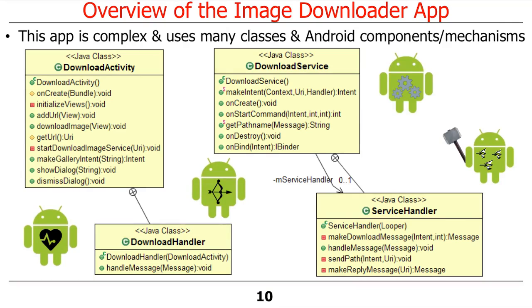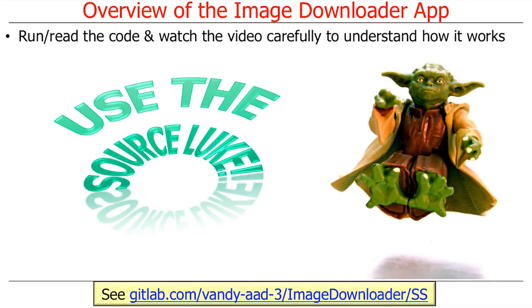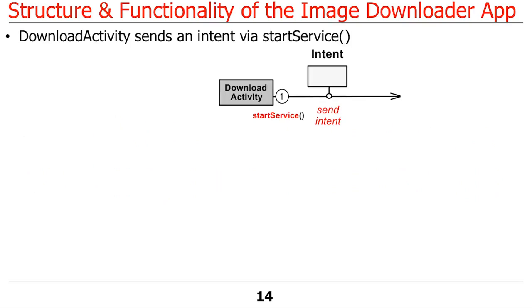This app is complex and uses many classes and many Android components and concurrency mechanisms. We therefore analyze it from multiple design and implementation perspectives to give you a holistic view. I strongly recommend that you run the app, read the code, and watch this video carefully to understand how everything works. You can download the code from the website at the link at the bottom of this slide. We'll next describe the structure and functionality of the image downloader app.